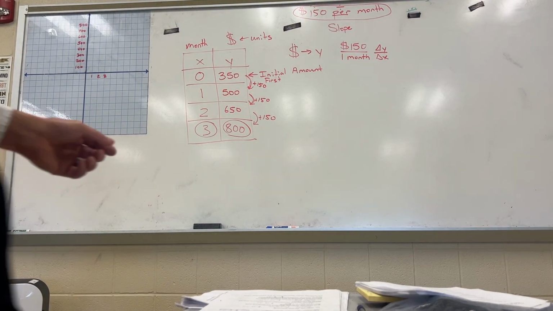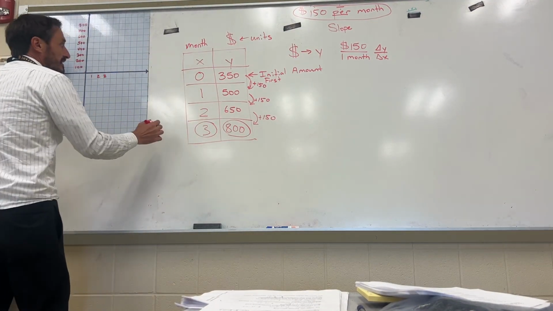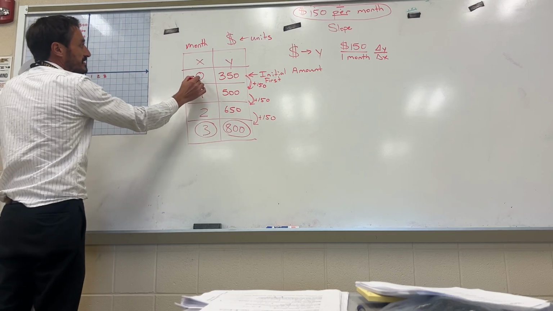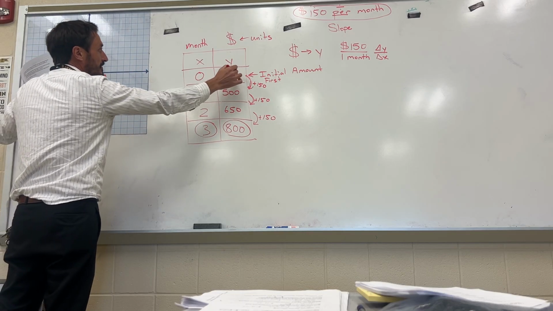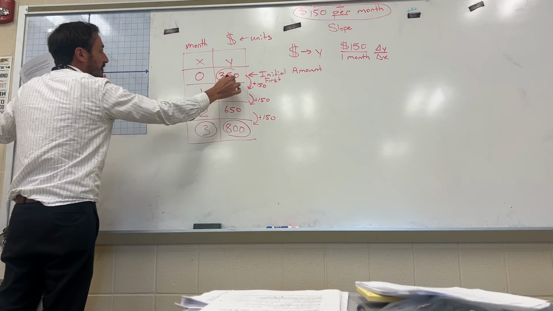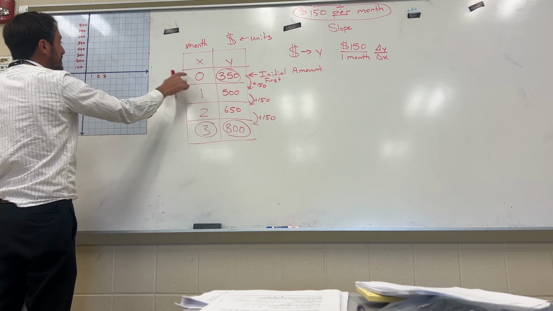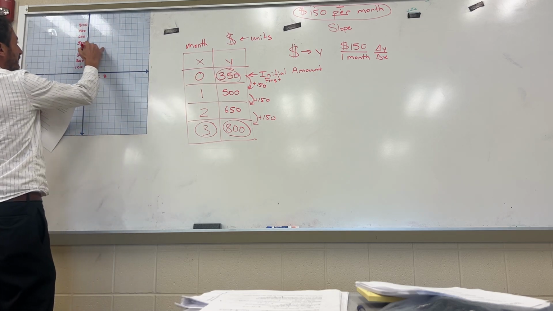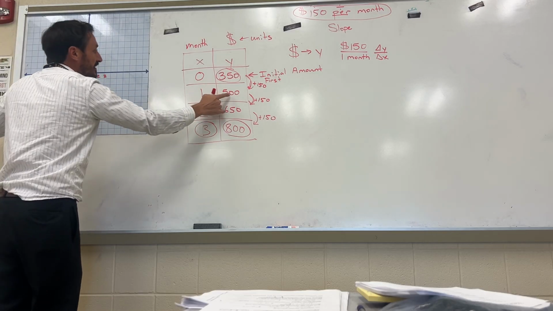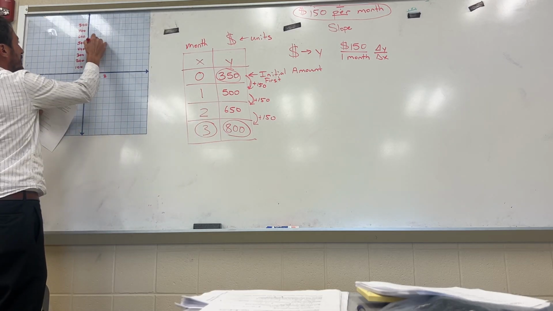All right, let's go ahead and plot these points. 0, 350, this is a y value of 350. And since it's a y value of 350 and we have an x value of 0, this is going to live on the y-axis, halfway between 300 and 400. Okay. Then 1, 500 is going to be right 1 up 500.